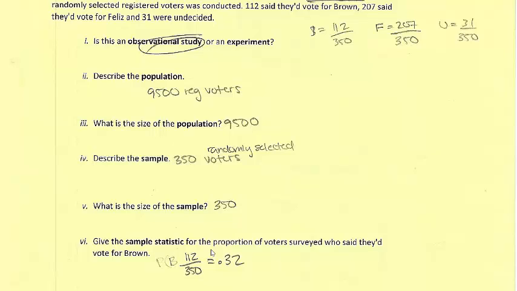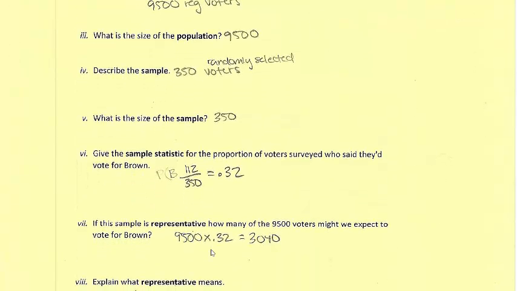What is the size of the population? 9,500. Describe the sample: 350 randomly selected voters. And the sample size was 350. Then the sample statistic is that out of our 350, 112 wanted Brown.